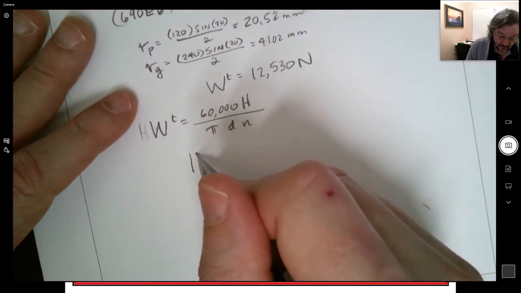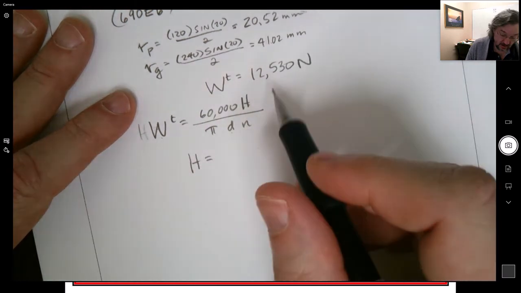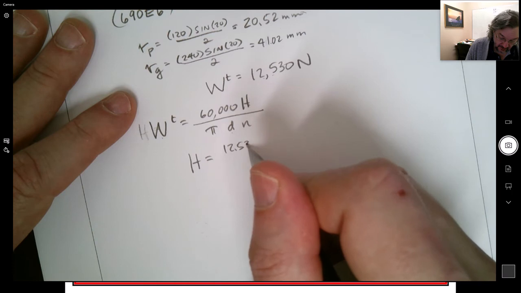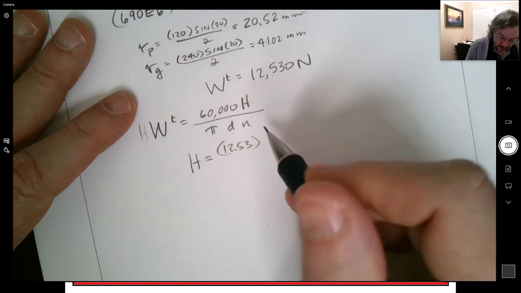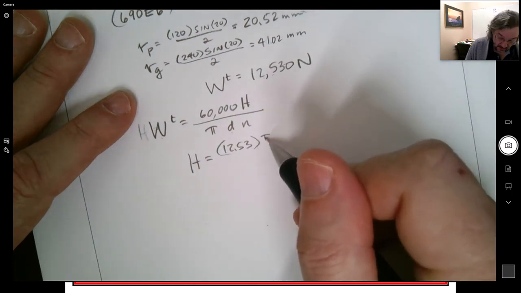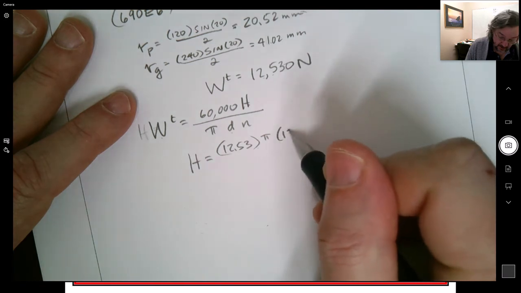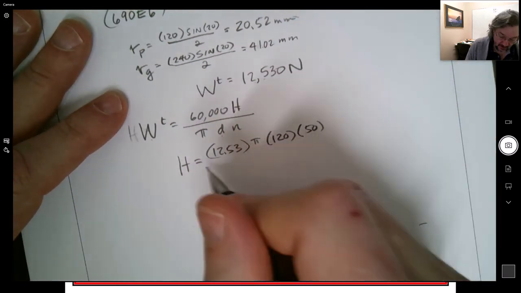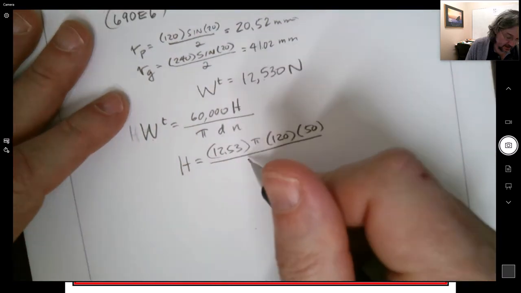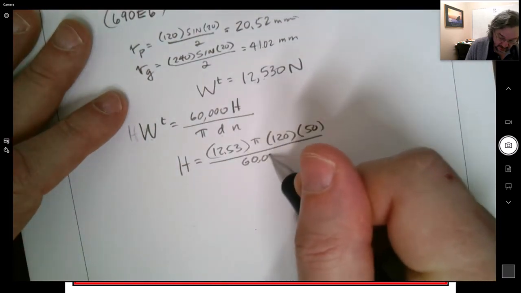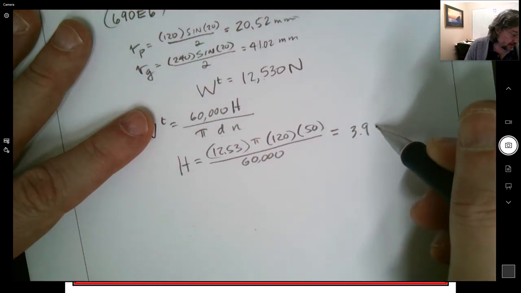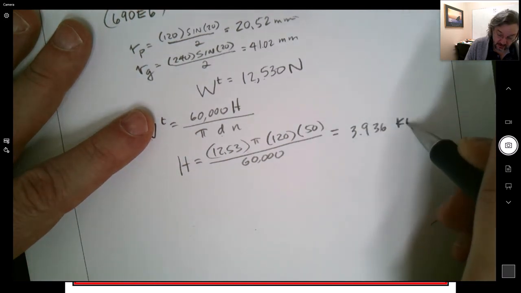So we find out that the power, I used 12.53 for my kilonewtons in here, multiplied it by pi, did my 120 millimeters and my 50 RPM, and I divided it by the 60,000 factor in here, and I get 3.936 kilowatts.